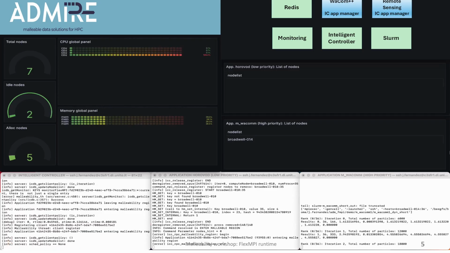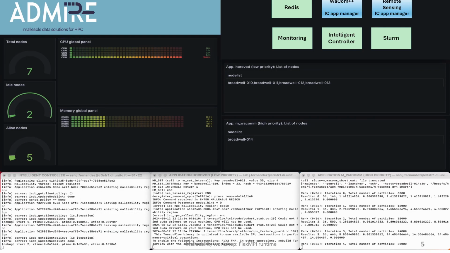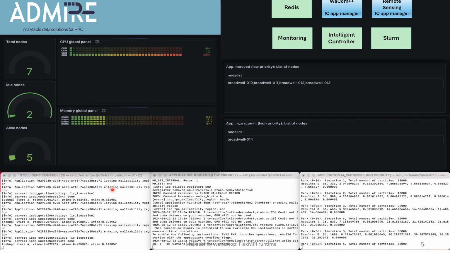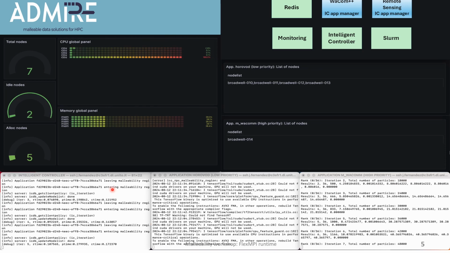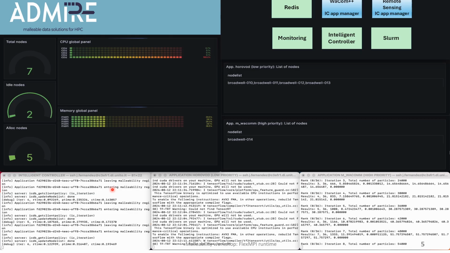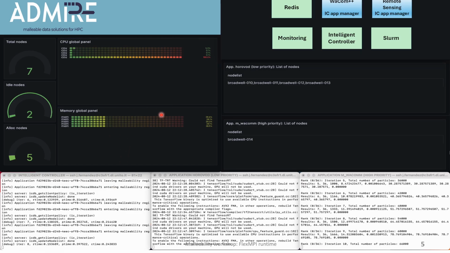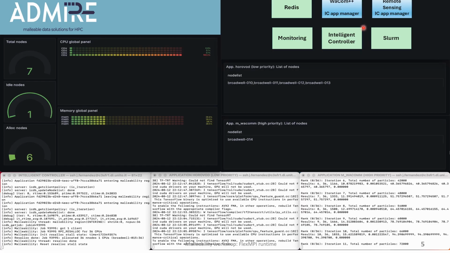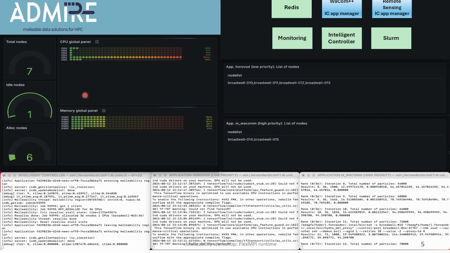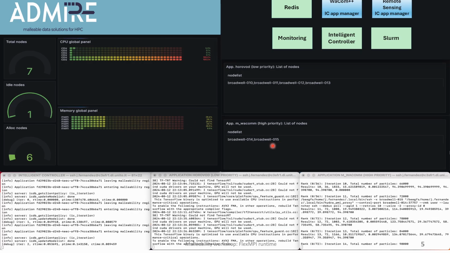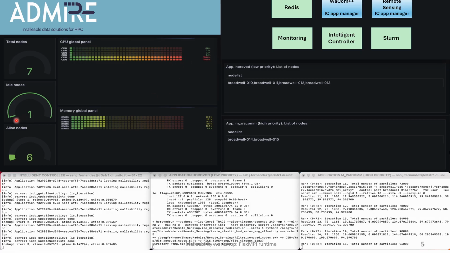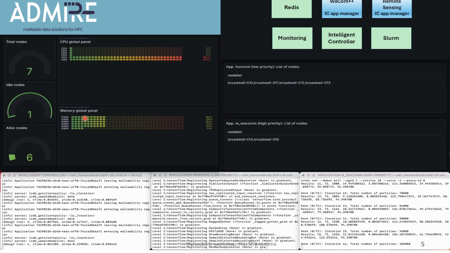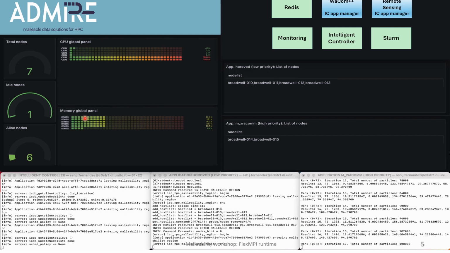So if we start the demo, what we see is that Wacom++ is creating more and more particles, increasing the application iteration time. The target is to have a reduced iteration time, around 30 milliseconds, which means that the intelligent controller monitors Wacom++ and by means of malleability allocates more resources to it. Now Wacom++ is using 2 compute nodes. You can see there is only 1 idle node, and we are adapting the existing resources to the Wacom++ demands.